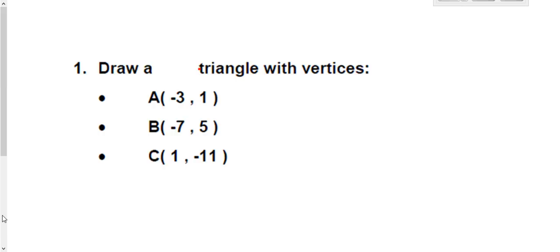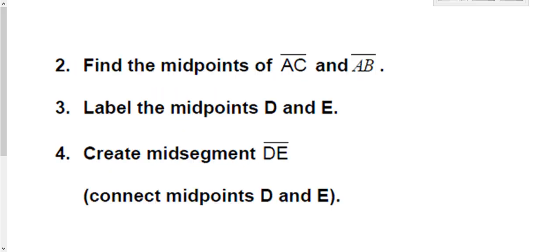What is that relationship? So in your exploration, you're going to graph a triangle with these three vertices on the giant grid paper. It says a right triangle on your paper, I cross that out, it's just a triangle. I'll show you an example of mine in a little bit. Alrighty, so that's step 1, just graph those points and then draw the triangle, connect the dots. Step 2, you're going to find the midpoint of side AC and side AB.